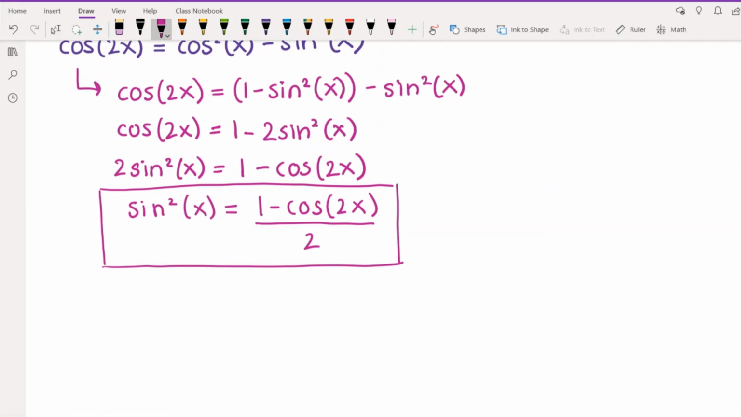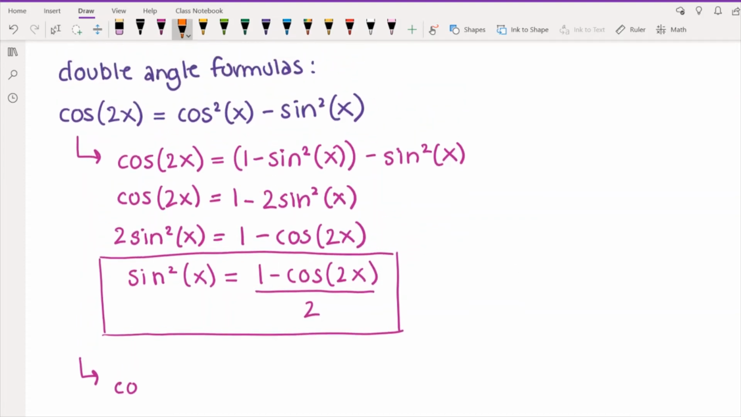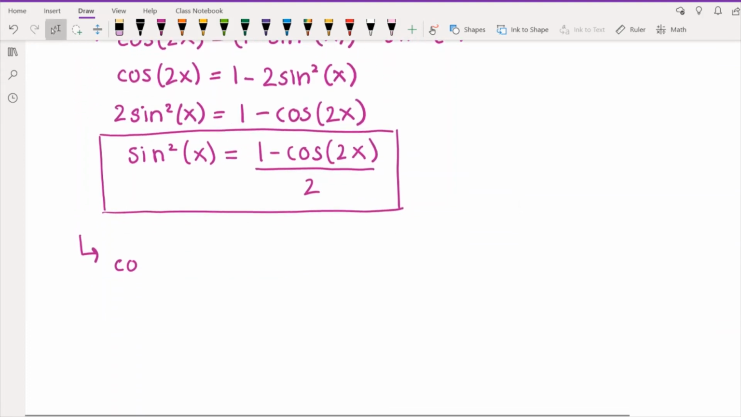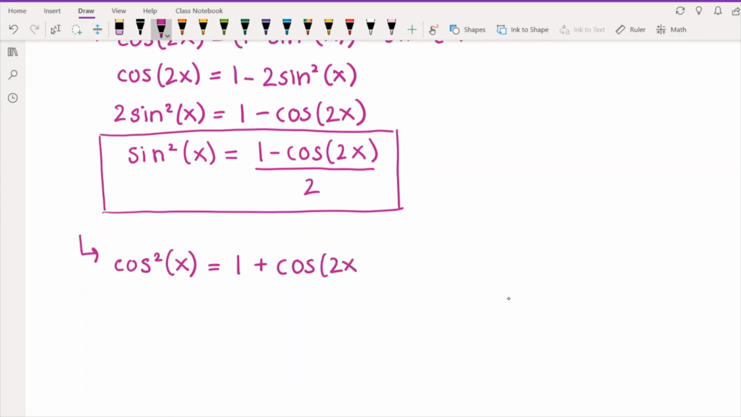And so if you do this same approach, I'm not going to go through it, but if you do the exact same idea, but at this step, where we replaced cosine squared with 1 minus sine squared, you instead replace sine squared with 1 minus cosine squared, you'll get a different formula, one that says that cosine squared of x is equal to 1 plus cosine of 2x over 2.